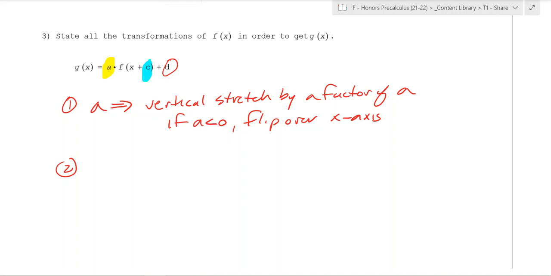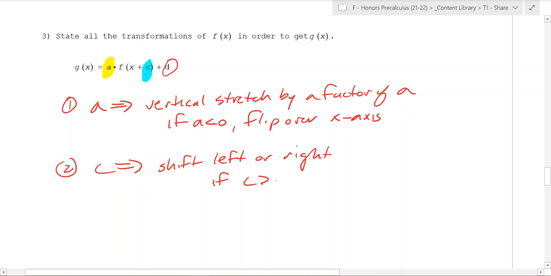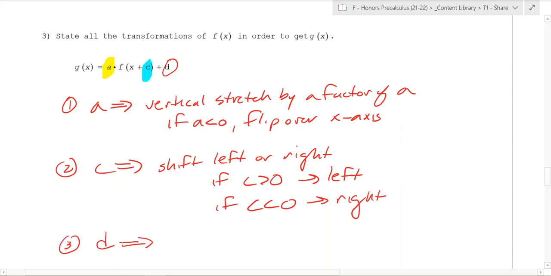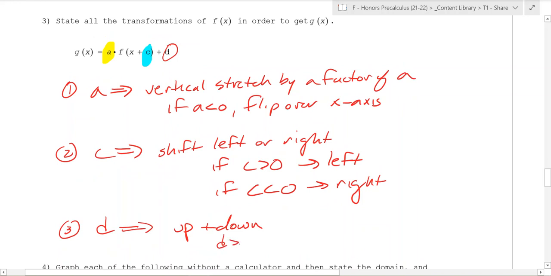Next, let's look at the C value. The C value is going to shift things left or right. The way I remember this is to think of it as the opposite. If C is greater than 0, it goes left that many units. And if C is less than 0, it goes right that many units. It's kind of the opposite. And then what about D? This is up and down, and this is what you think it would be logically. If D is greater than 0, you go up. And if D is less than 0, you go down.